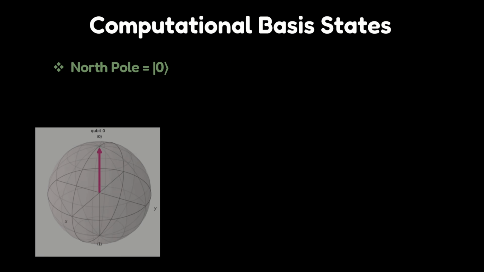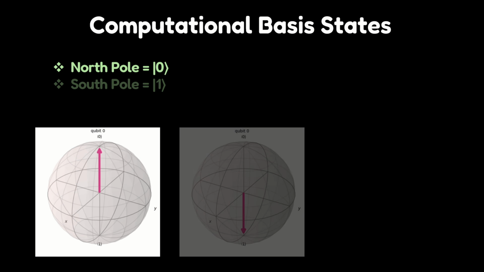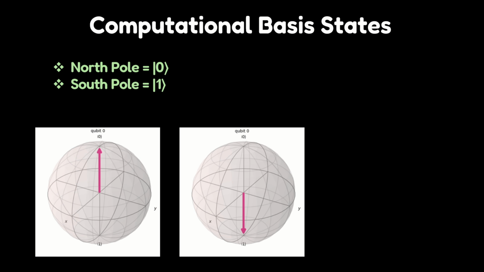Let's place the simplest states on the sphere. The north pole represents the state 0 and the south pole represents the state 1. These states are pure states. They are perfectly definite and they are mutually orthogonal.